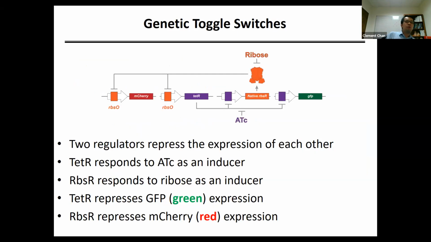A light switch is a toggle switch, but in biological systems, we can also build genetic toggle switches. This slide shows a toggle switch that we have designed and built. In this toggle switch, there are two regulators, which are TET-out and RBS-out. These two regulators repress the expression of each other. TET-out also controls the expression of a GFP gene, which is a reporter gene, and RBS-out controls the expression of an mTOR gene, which is another reporter gene, which makes the cells become red. With this system, we can develop the toggle switch behavior that I just mentioned.